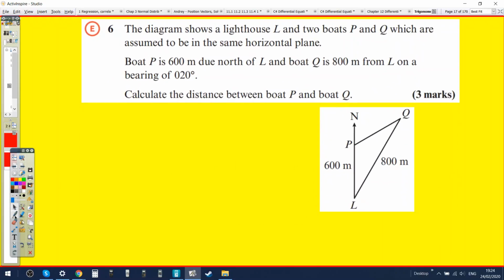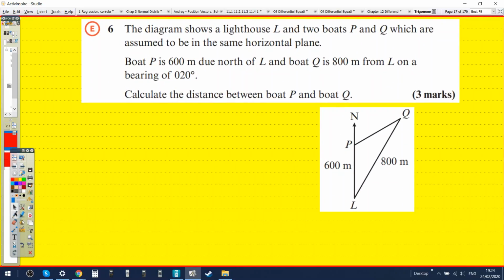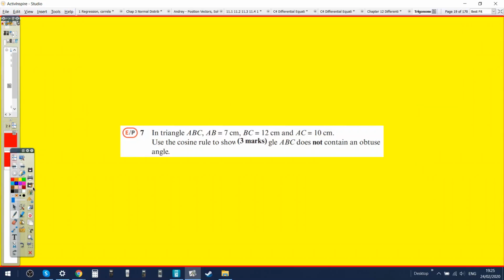Let's see. Boat P is 600. There's nothing to that one. That's just 20 degrees there, right. Yeah. And then it's just straight. Yeah. Easy. Let's see this one.